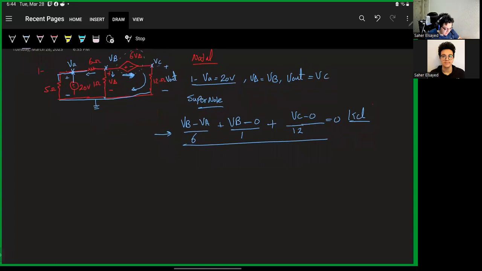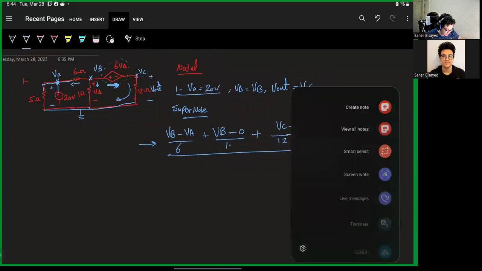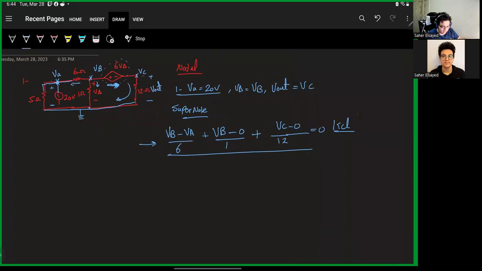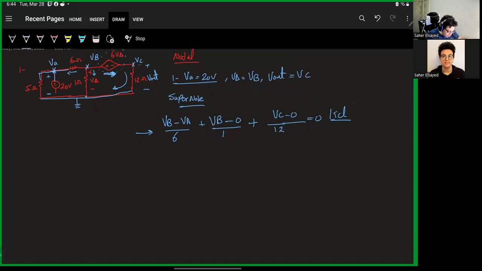Does that make sense? This is the first current here. This is the current going down. This is the current going to the right. So the tricky part about this question is figuring out that this current here is equal to this current here.